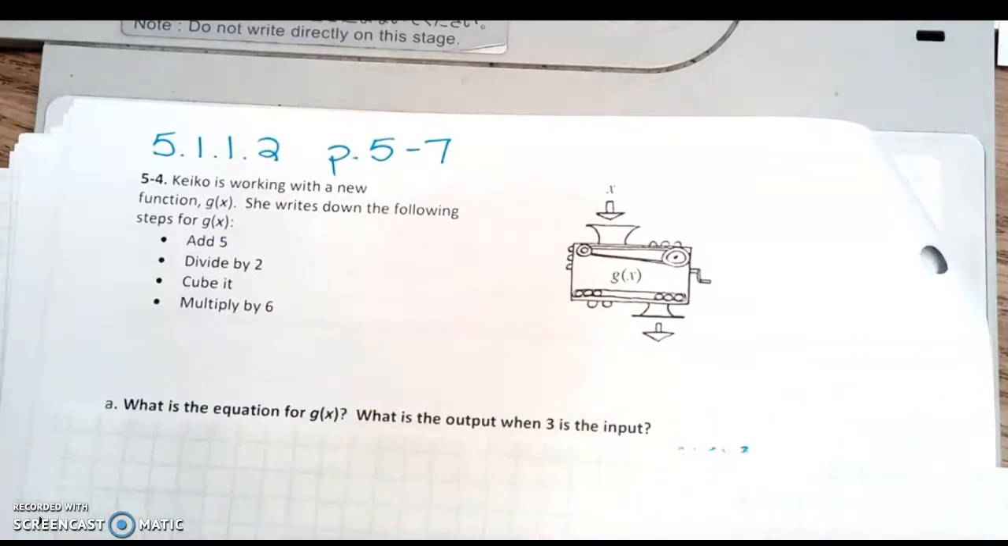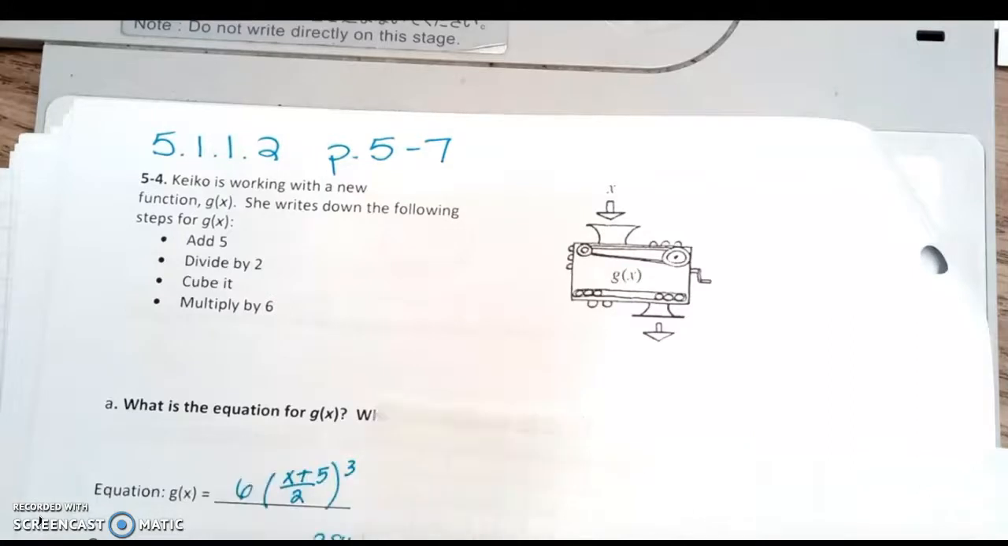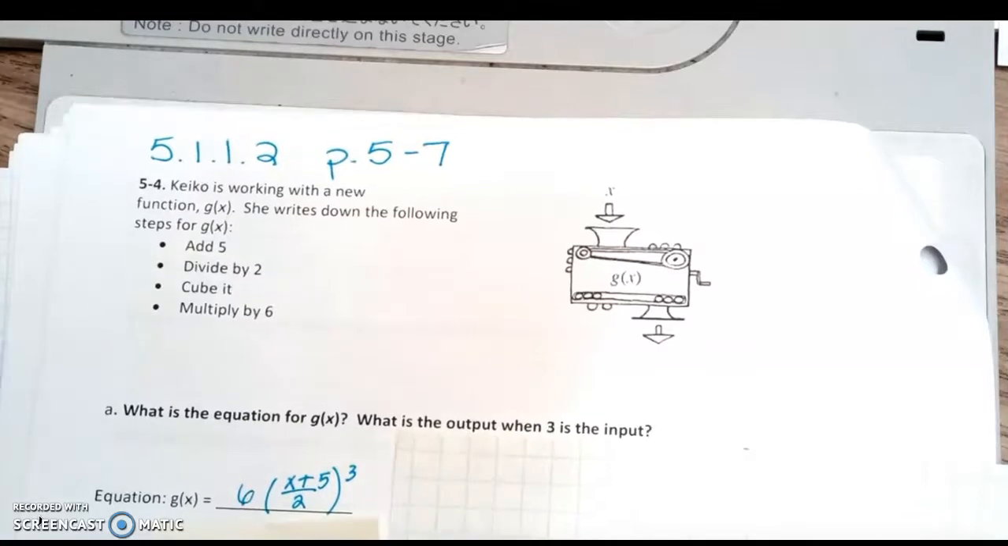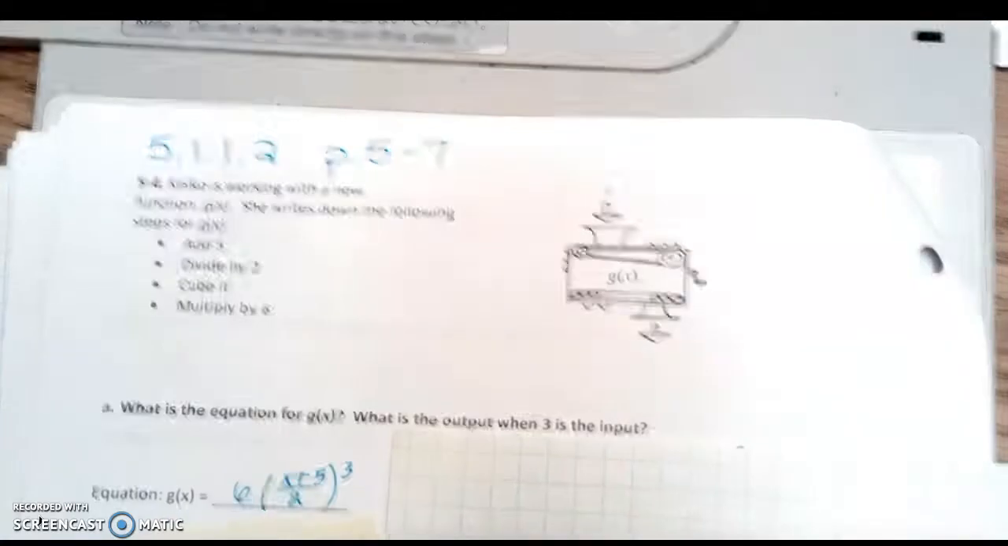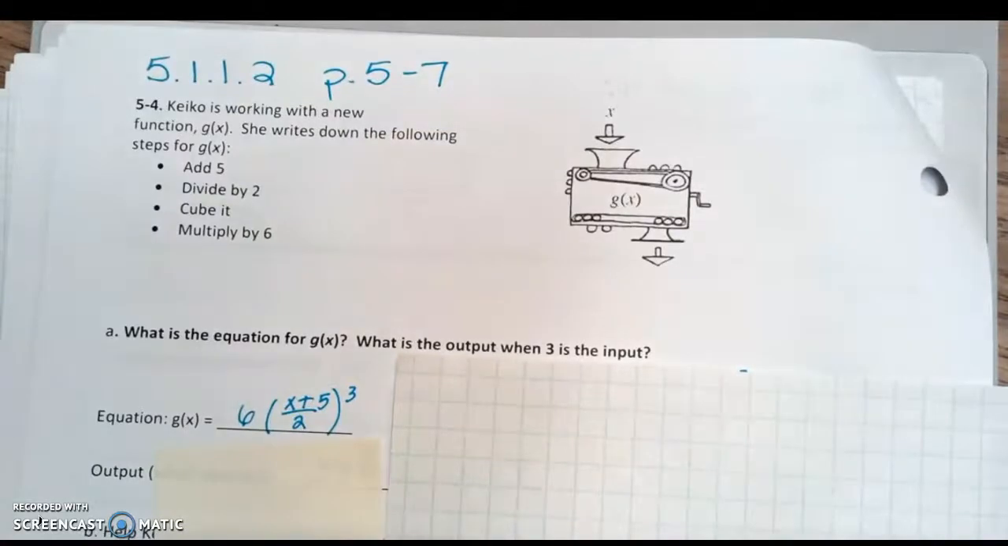All right, so for part A, it says, what is the equation for g of x, and what is the output when 3 is the input? Okay, so first let's start with writing the equation for g of x. Cover the answer real quick. All right, so we're going to start with our x. That could be any number we're going to plug in there. We're going to plug in 3 in a second.